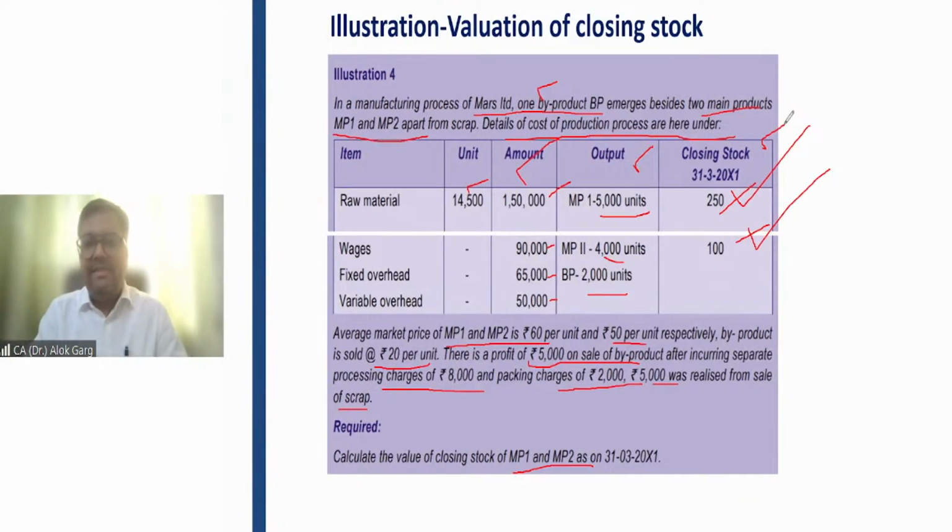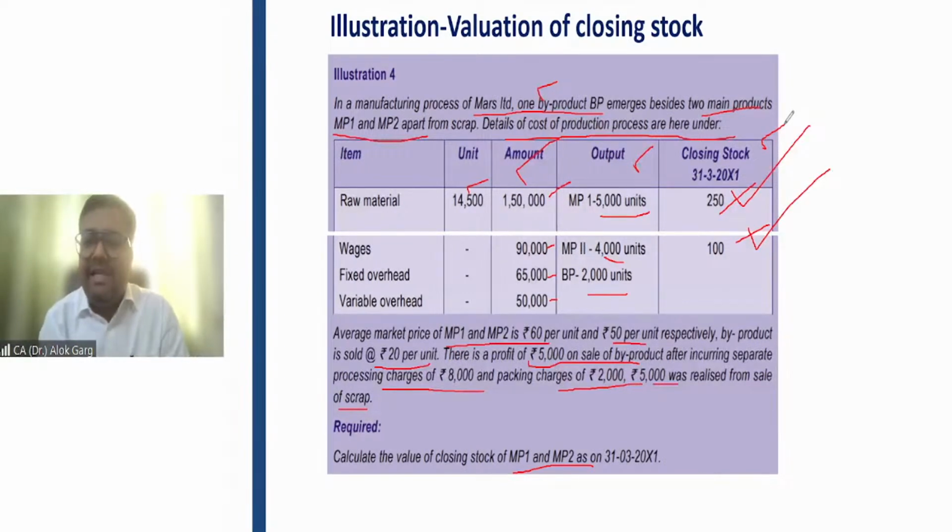Some other information is given in the question. Sale price of main product, meaning joint product, is given as 60 and 50 per unit, and byproduct is 20 rupees per unit. It is also given that there is a profit of 5,000 on sale of byproduct. And to sell the byproduct, there is a processing charge of 8,000 rupees and packaging charge of 2,000 rupees. Means the company has incurred 10,000 rupees to sell the byproduct, but it has earned 5,000 rupees as well.